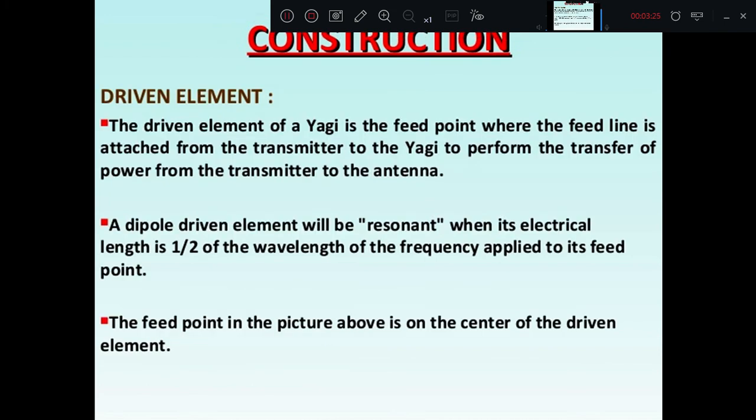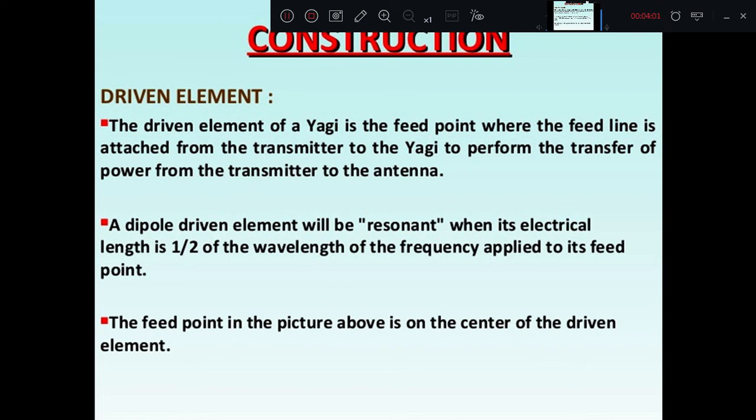So let us discuss each element. The driven element of a Yagi-Uda antenna is the feed point, the point where the power is fed, and this feed line is attached from the transmitter to the Yagi to perform the transfer of power from the transmitter to the antenna, right? So it acts as a medium for the transmission of power from transmitter to antenna.